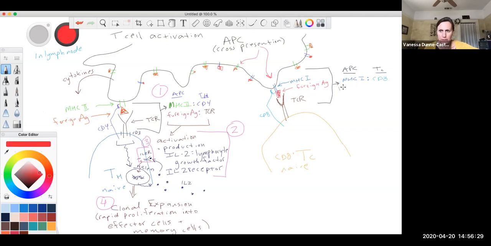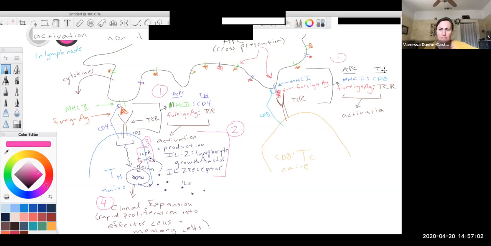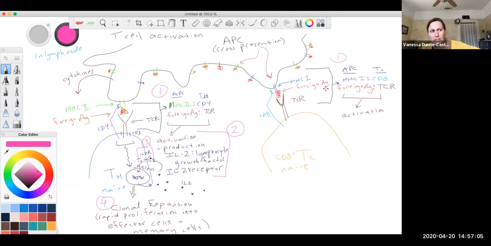We have foreign antigen on the APC that's being recognized by the T cell receptor on the cytotoxic T cell. And this then leads to activation. So very similar to what we saw before. And again, if we're putting our little numbers to it, we can say number 1 here is this engagement here, APC to cytotoxic T cell through this cross-presentation of foreign antigen on MHC class 1.